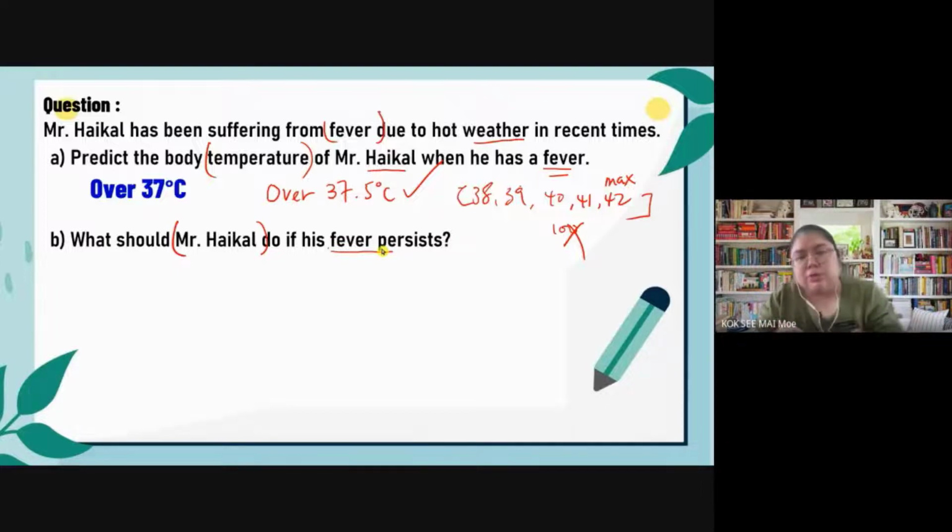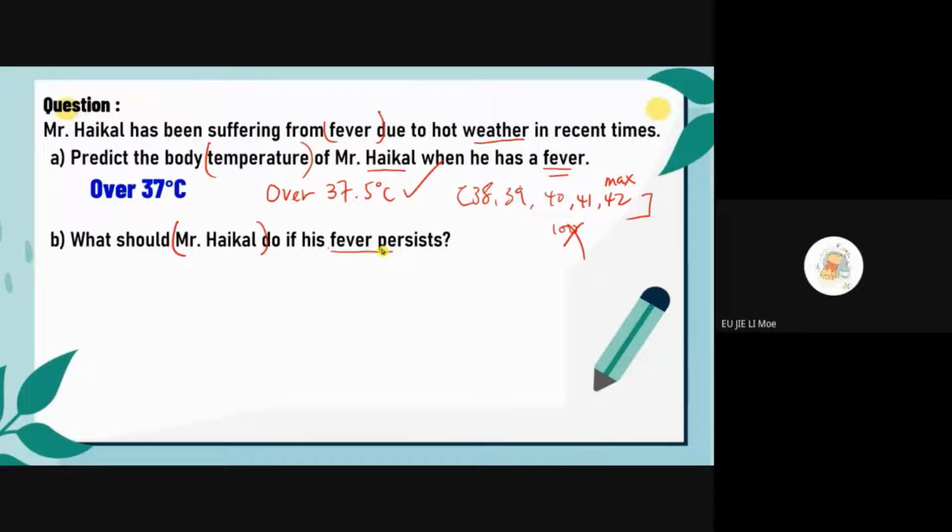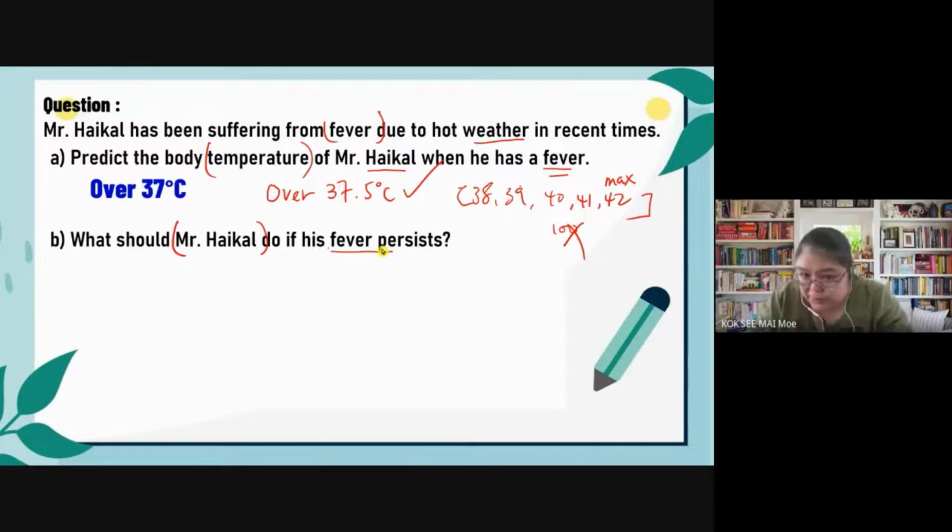What does Mr. Haika need to do? Okay, any idea? So that means if you keep having a fever, you tell me what you need to do. Go to hospital. Important, you want to see a doctor, is it? So that's why you want to get the medicine, you want to get the treatment. So that's why you go to hospital. Okay? So this one is the answer.